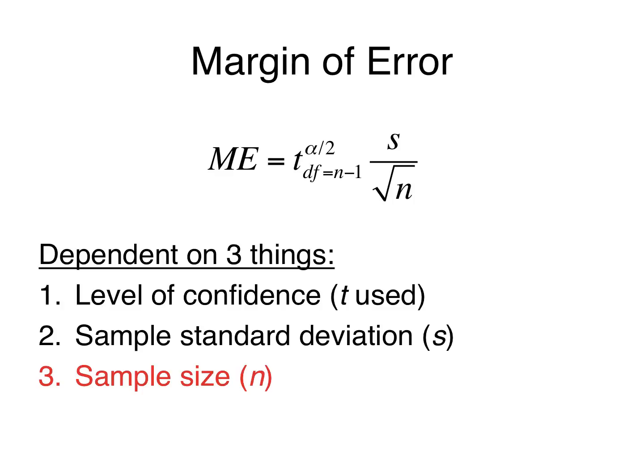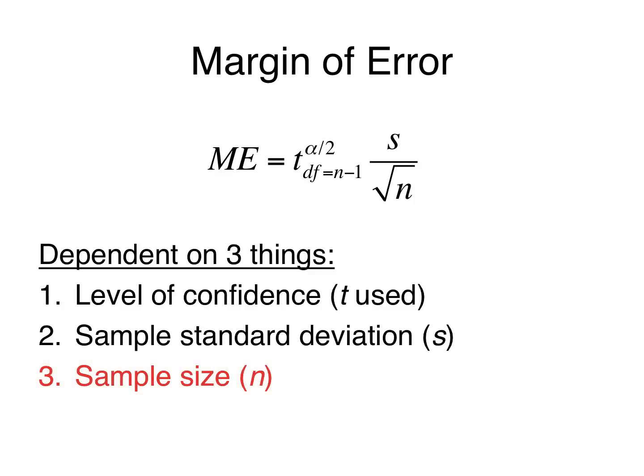I just want to briefly discuss the margin of error, which I mentioned is a critical part of our confidence interval formula. The margin of error tells us the maximum expected difference between the true population parameter and the sample estimate of that parameter. So for example, the true population mean and a sample estimate of that mean. The larger our margin of error, the less confidence we have that our sample estimates are close to the true values. So the margin of error is dependent on three things: the t we use, so the level of confidence, the sample standard deviation, and the sample size.